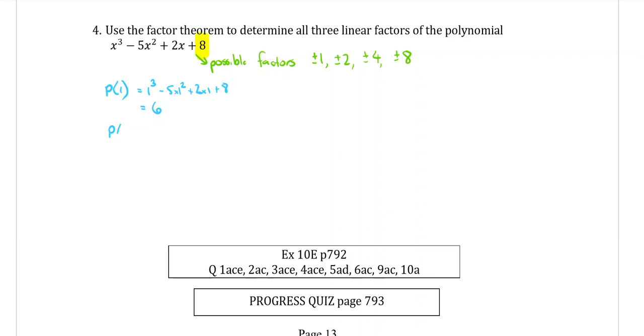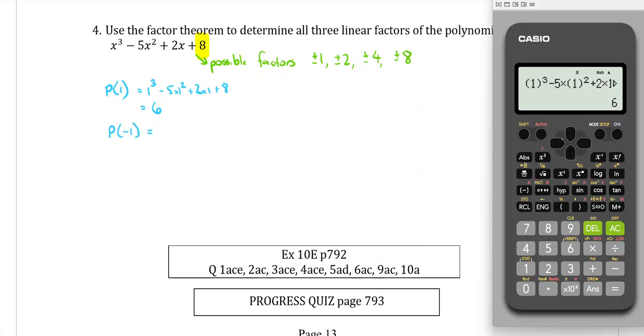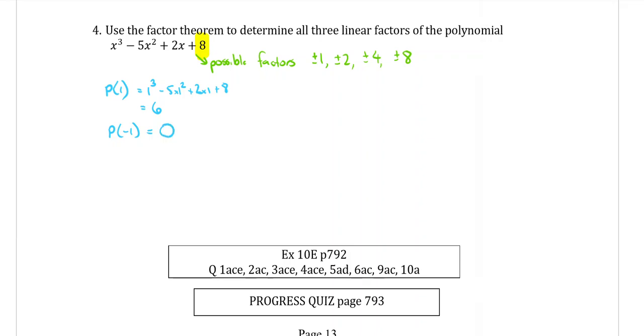So if I try p of -1, I'm just going to do this on my calculator, and I'm going to go and change all those positive ones into negative ones. So there, and there. And I press equals. Oh, and now it equals 0. So that means that that is going to give me one of my factors.